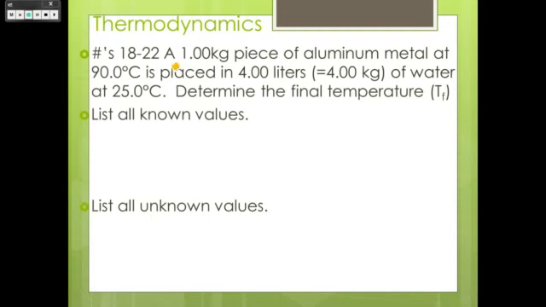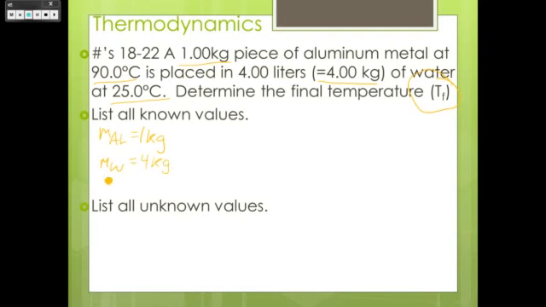So looking at this and knowing what my variables are, having my variable sheet in front of me, I have 1 kilogram, which is going to be my mass. That's always measured in kilograms for us. We have 4 kilograms for the water. The aluminum was at 90 degrees Celsius when it was put in water that was 25 degrees Celsius, and I'm looking for my final temperature. So to list all of my known values, the mass of the aluminum is 1 kilogram. The mass of the water is 4 kilograms.